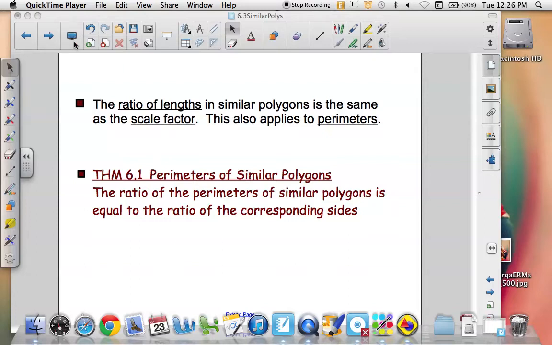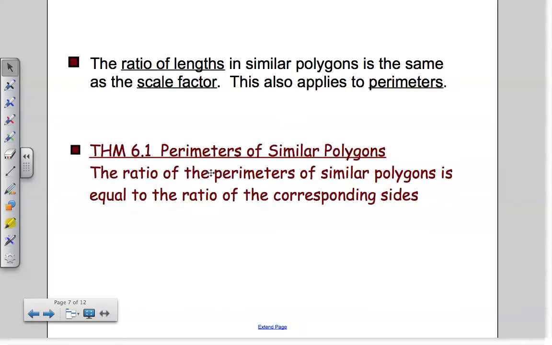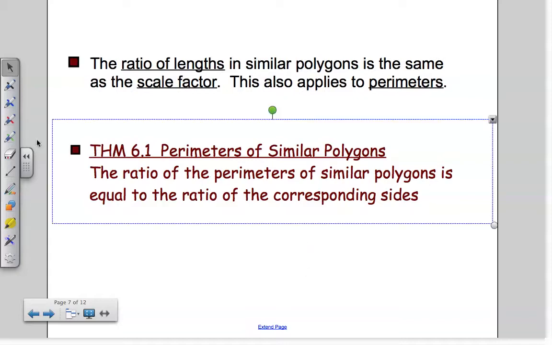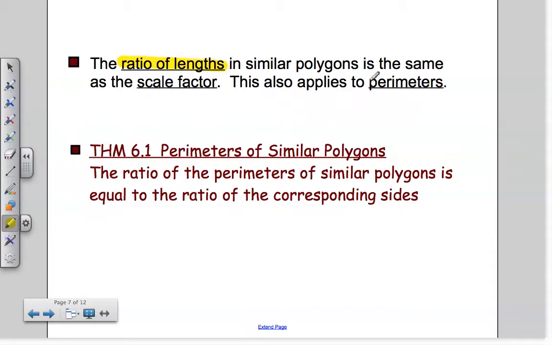In the second part of section 6.3, we're going to look at ratios of other lengths in similar figures and the ratio of perimeters in similar figures. And the cool thing is that the ratio of any sort of length in similar figures is going to be the same as the scale factor. And remember that the scale factor is really just the ratio of the corresponding sides.